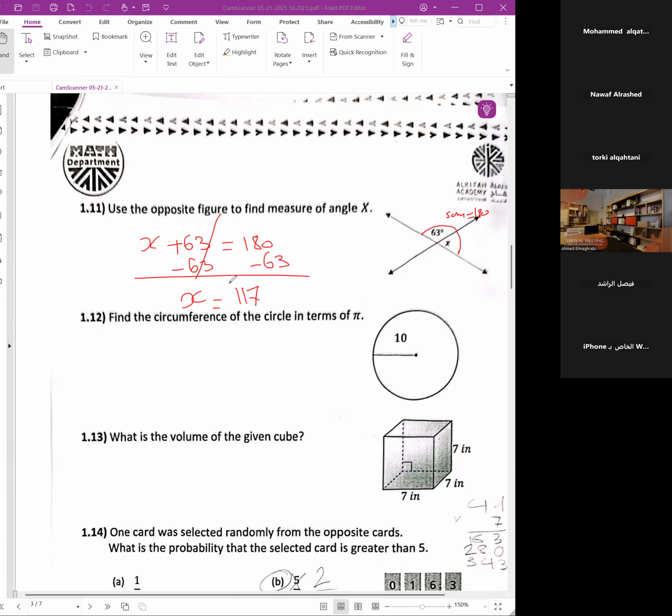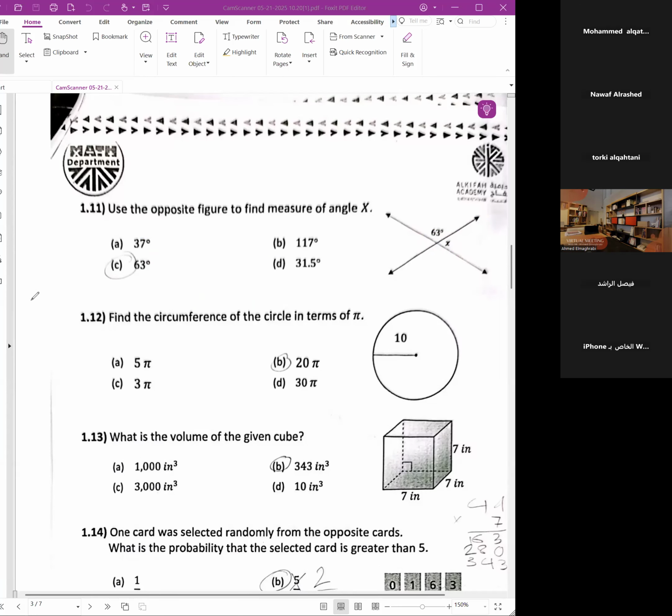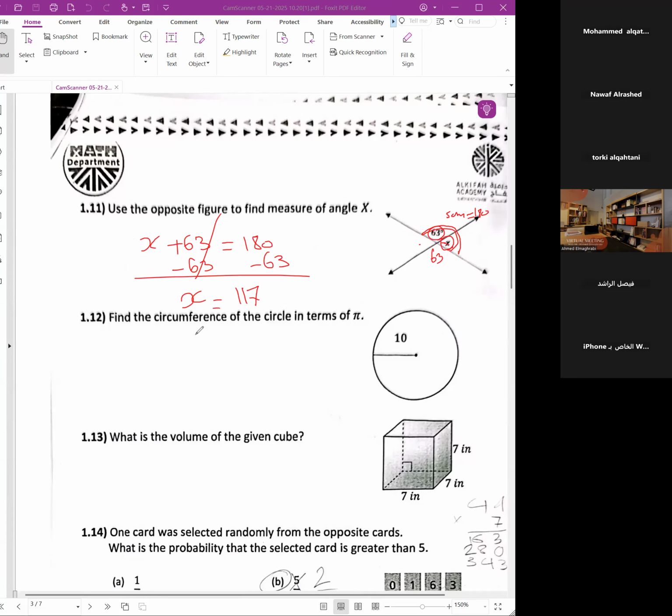So again, the relation between this 63 and this one, 63, is the same. But this x and this one, x and 63, their sum is 180. Clear? Next question.